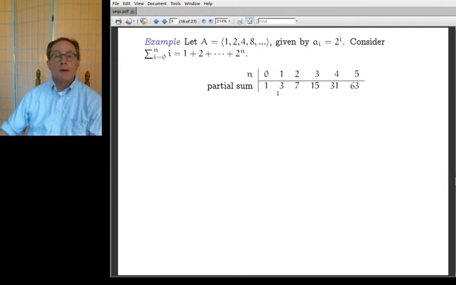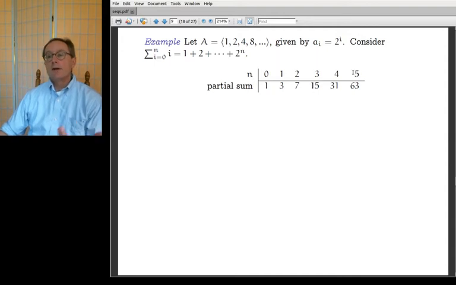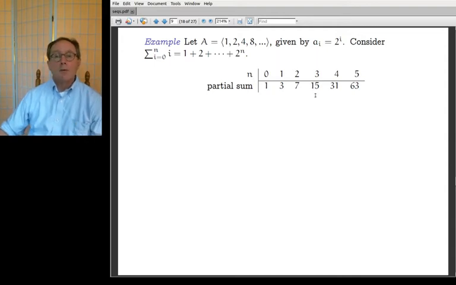I'm introducing summation of sequences because we're going to develop a way to prove formulas like the one that I just cited, namely that the sum of the powers of 2 is the next power of 2, take away 1.